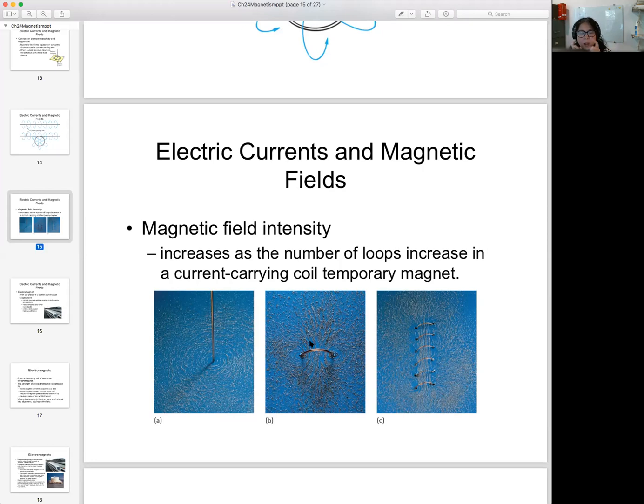How about C, when you increase the number of loops? Overall, each loop makes a magnetic field pattern like this. And then another loop behind it, below it, also makes a magnetic field pattern like this. So you reinforce certain patterns of magnetic field, and you see the overall magnetic field produced by the several loops forms a pattern like this in picture C. And we call this an electromagnet, and I'm going to discuss that in the next video.